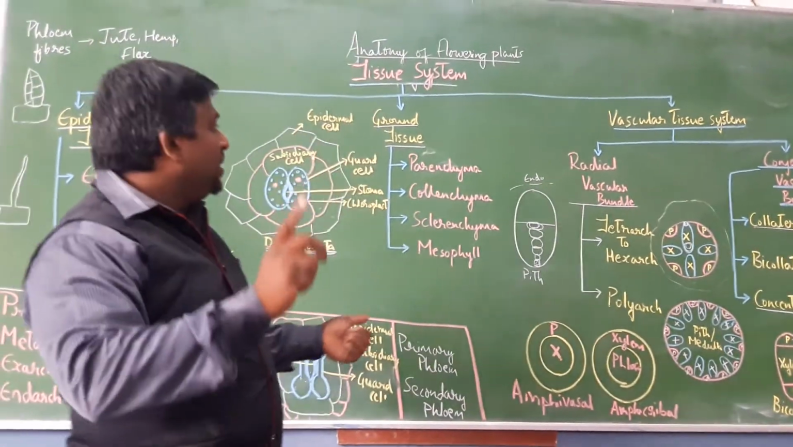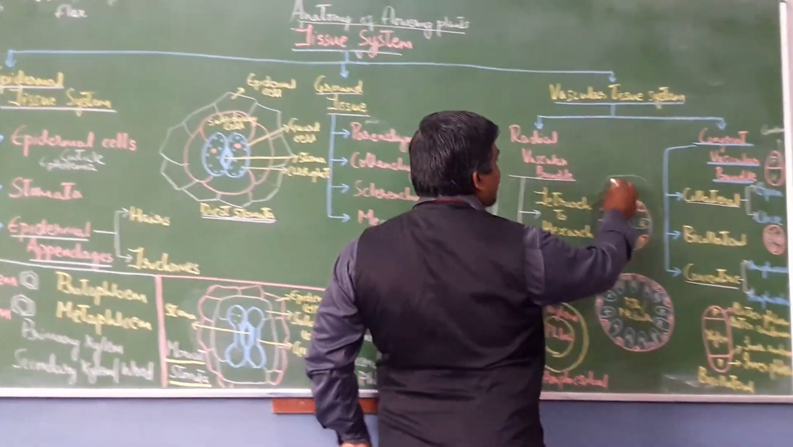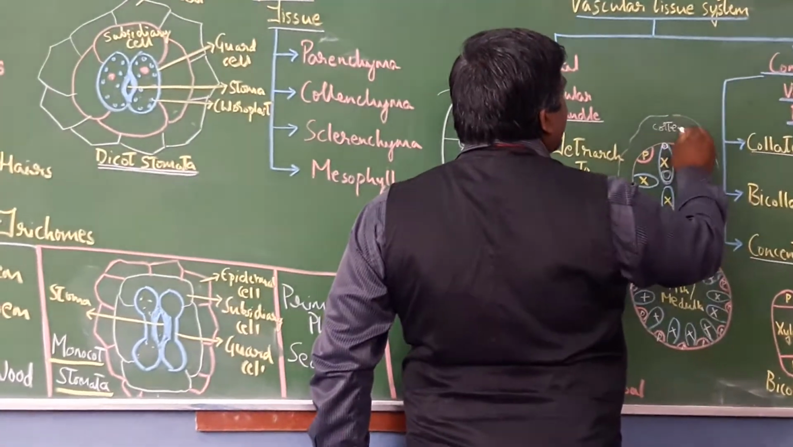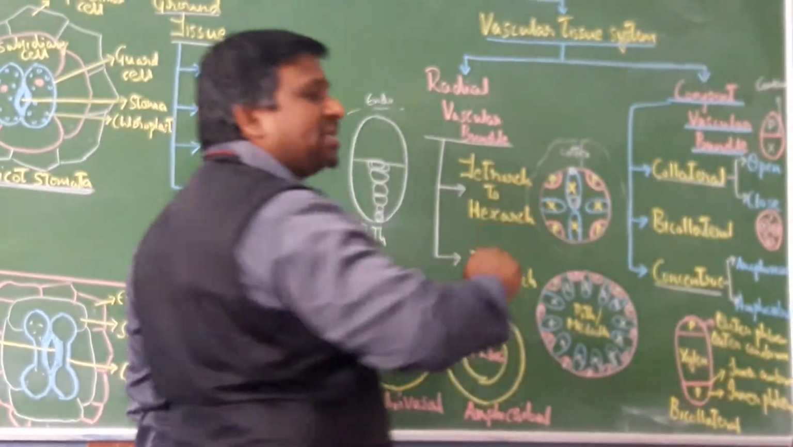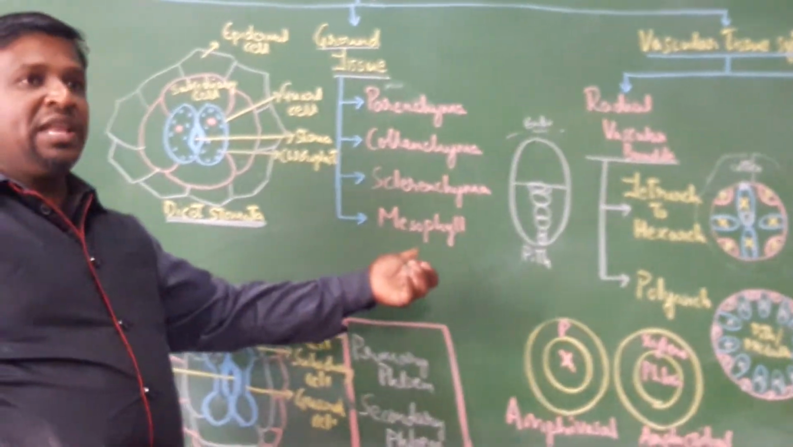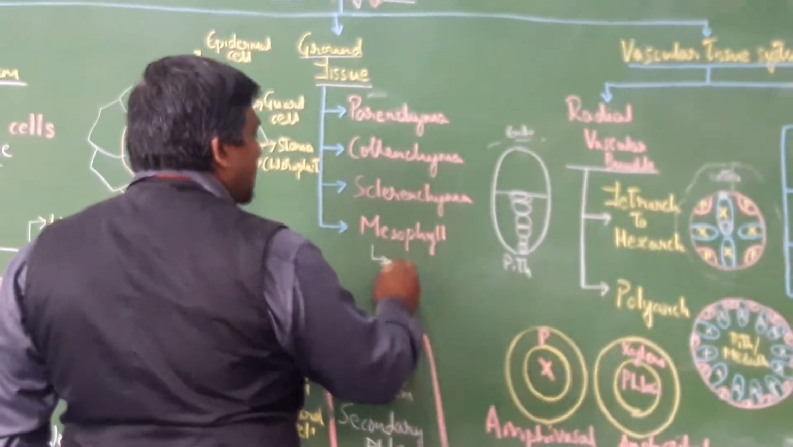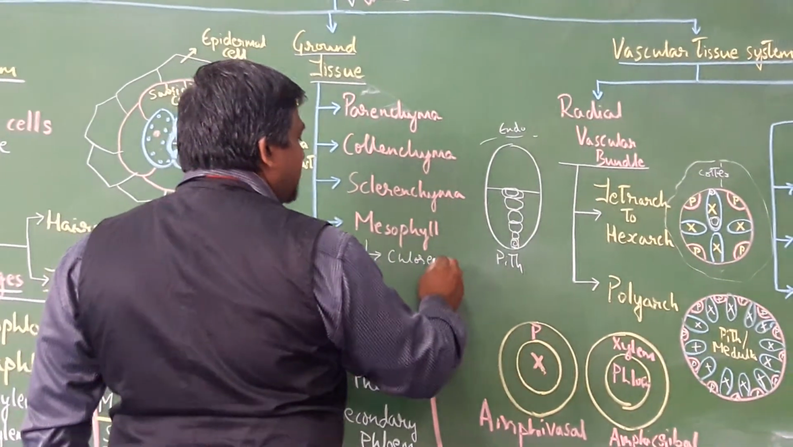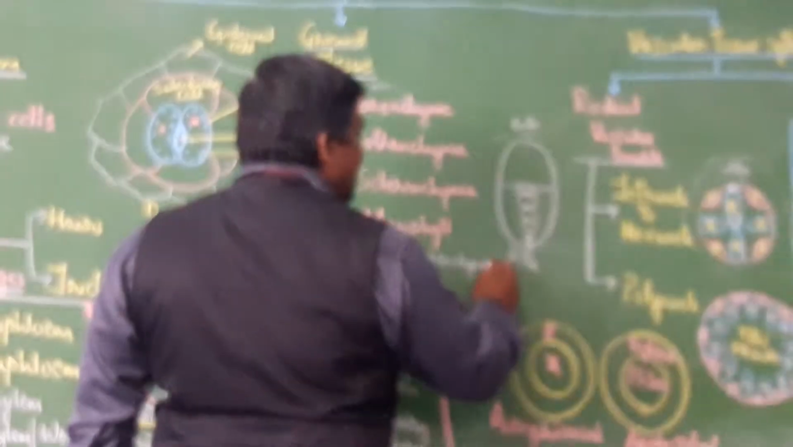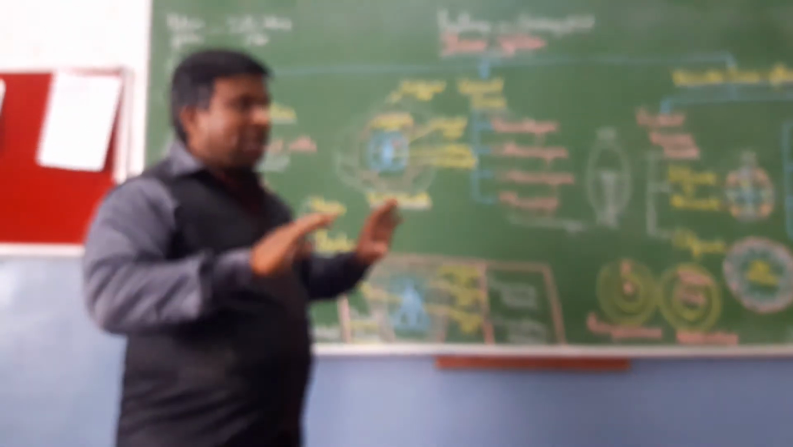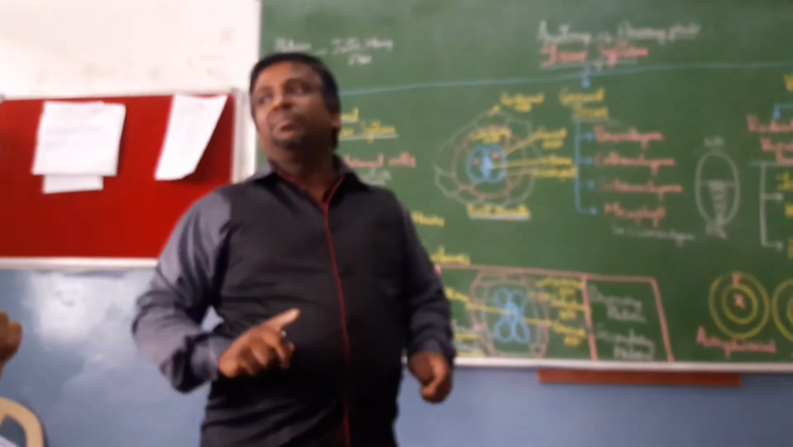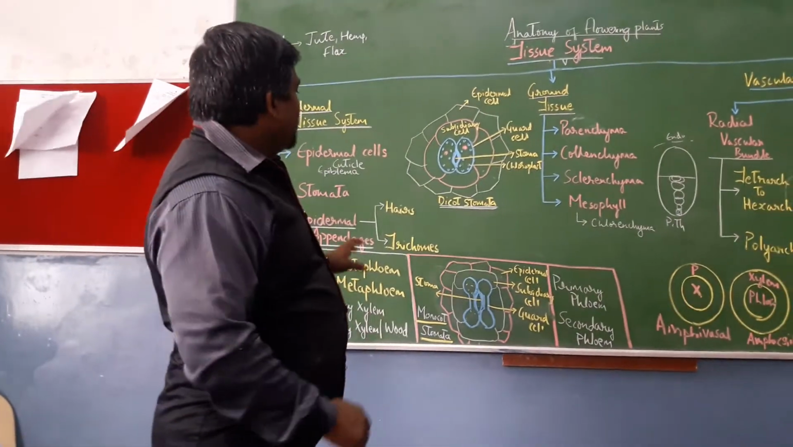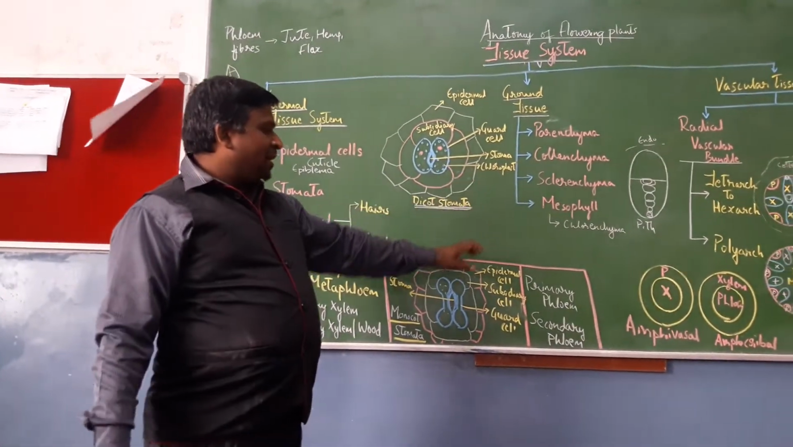In the leaf, we don't call it cortex. This zone we call cortex, but in the leaf we call it mesophyll, where they have chlorenchyma. What are the types of chlorenchyma? Two types are there: palisade chlorenchyma and spongy chlorenchyma. So in the leaf, the term cortex is not used. Instead, we use the term mesophyll. Remember about that aspect.